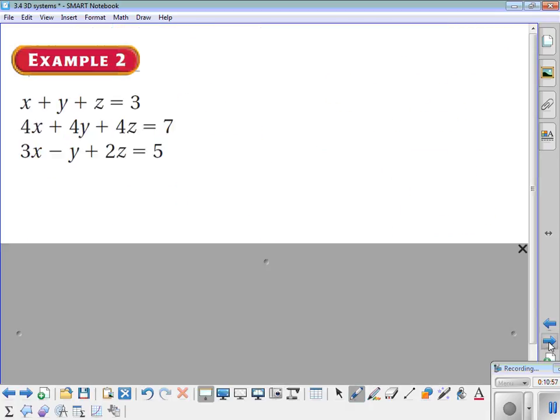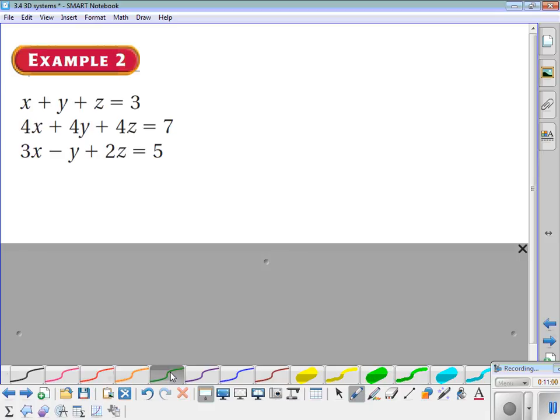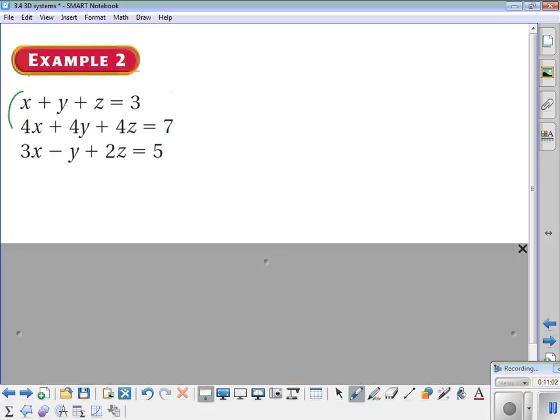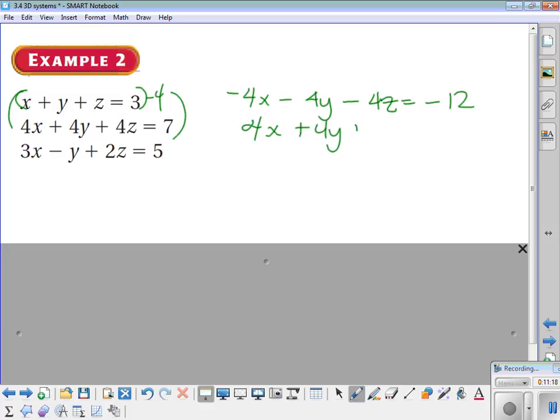All right, so let's take a look at this one and see what happens on this one. So I'm going to use elimination again. I'm going to combine the first two, and so I'm going to multiply this top one by negative 4. So I get negative 4x minus 4y minus 4z equals negative 12. And then I write the second one under it, 4x plus 4y plus 4z equals 7.